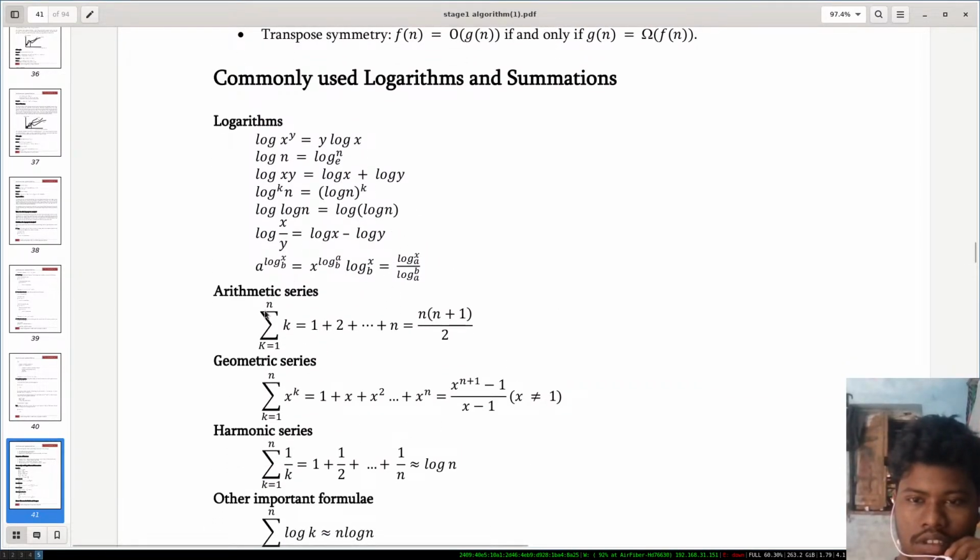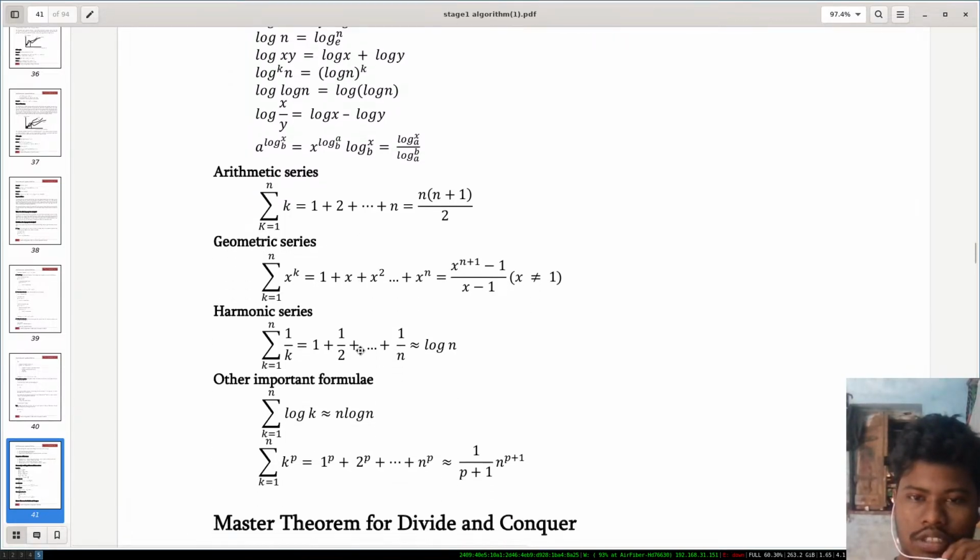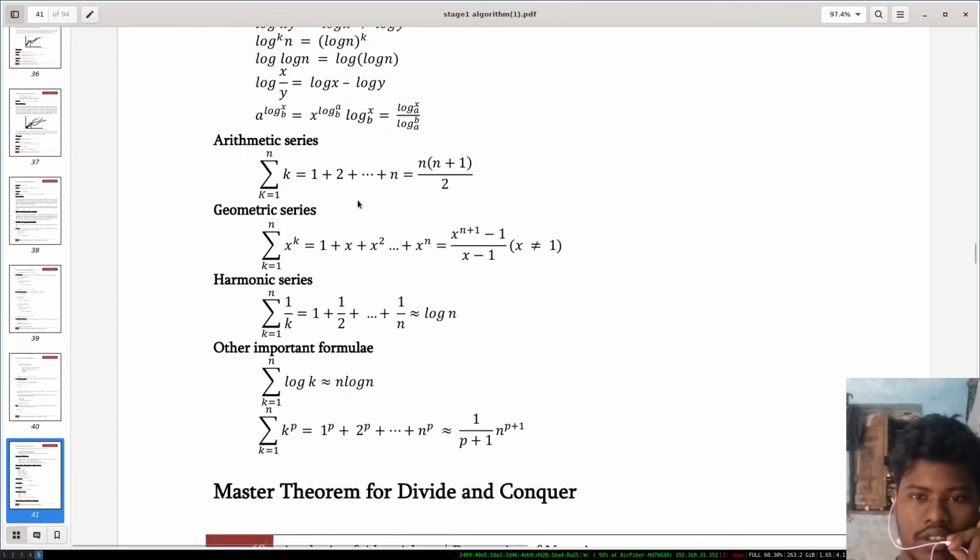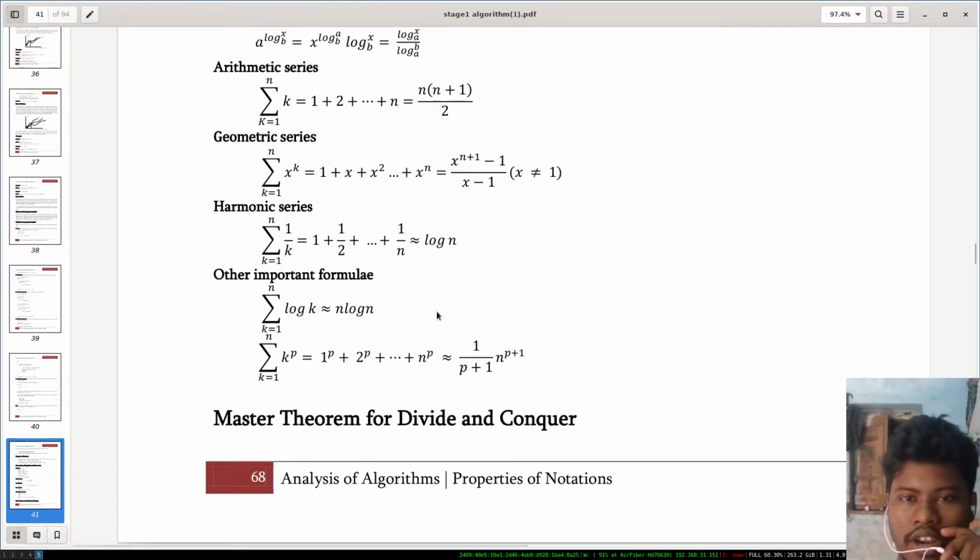Arithmetic series is when we start with 1 and go up to n. I know this is the sum of the natural numbers, n into n plus 1 by 2. I know that's geometric series. That means first 1 and then we'll go the power of n, like exponentially. Like first 1, then x, then x to the power 2, and so on. So the formula is x to the power n plus 1 minus 1 by x minus 1, where x is not equals to 1. Harmonic series.